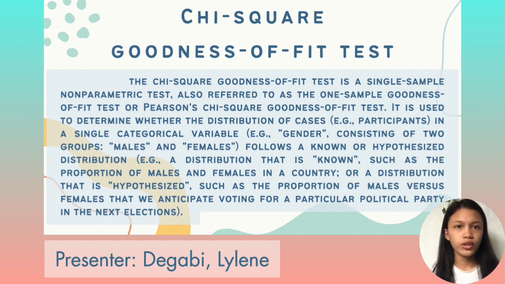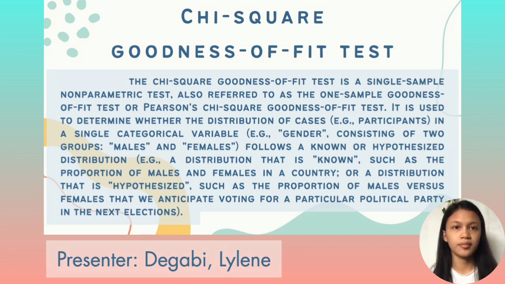It is used to determine whether the distribution of cases, for example participants, in a single categorical variable such as gender, consisting of two groups, males or females, follow a known or hypothesized distribution, like a distribution that is known, such as the proportion of males and females in a country, or a distribution that is hypothesized, such as the proportion of males versus females that we anticipate voting for a particular political party in the next elections.